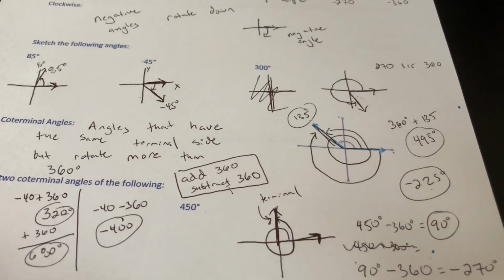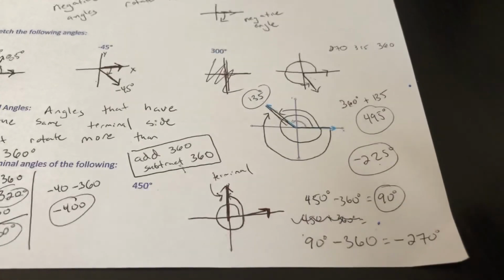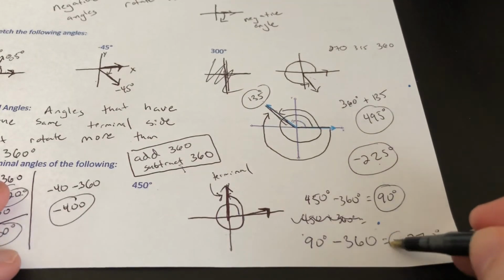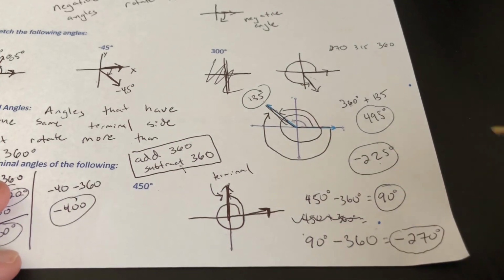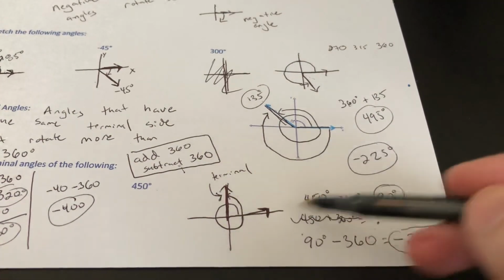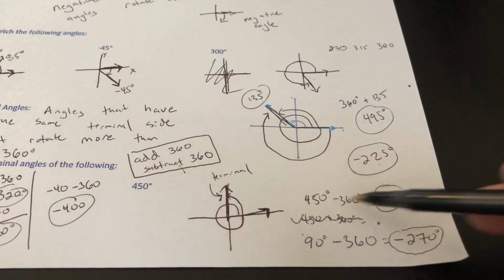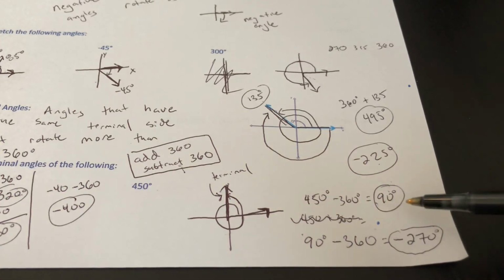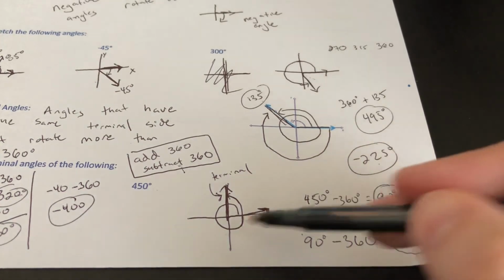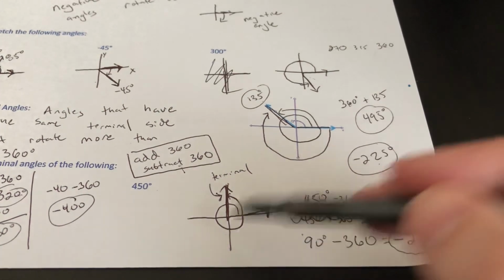And I can keep subtracting, or I can keep adding. But just pay attention to instructions, because sometimes, on state tests or something, they'll say find one positive and one negative coterminal. If it doesn't specify, technically you can just keep adding 360 over and over again and find infinitely many coterminal angles. But for our sake, I want us to practice finding a positive and a negative, just so we can see those two differences. Positive being rotating upwards, and negative being rotating downwards.